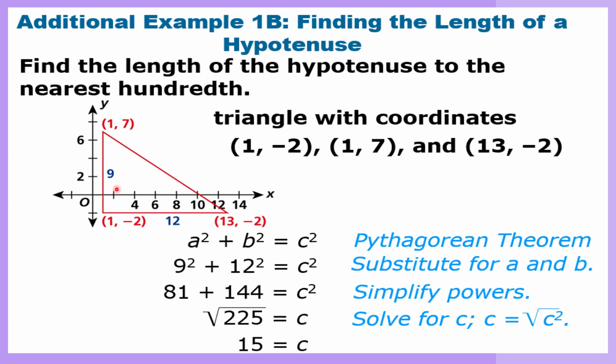How do you know that it's 9? We have negative 2, negative 1 and negative 2. So 9 and 12. Okay, so 9 squared plus 12 squared. So substitute for a, b, c. We have 81 plus 144 for c squared, or that's the square root of 225, which is equal to 15.